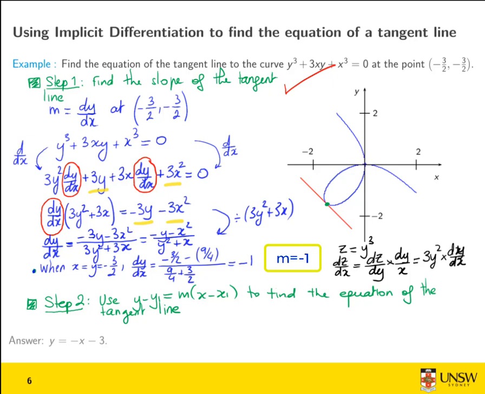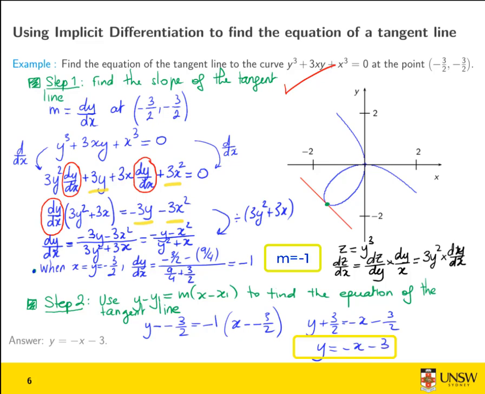Done. We move on to step 2, where we use the point slope formula, the equation of the line, and we just sub in the values we have. Y minus the y coordinate of my point, so minus 3 halves, is equal to the slope, that's negative 1, times x minus x1, so I get x1 from there. If I simplify this, I get y plus 3 halves is equal to minus x minus 3 halves, and by adding minus 3 halves to both sides, I get y = minus x minus 3.